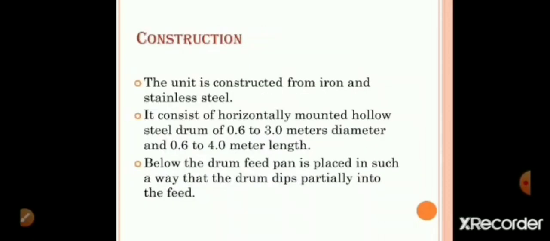Then see construction. The unit is constructed from iron and stainless steel. The material which is used for the construction of drum dryer is iron and stainless steel. It consists of a horizontally mounted hollow steel drum of 0.6 to 3 meters in diameter and 0.6 to 4 meters in length. So the hollow drum has a diameter of 0.6 to 3 meters and in length 0.6 to 4 meters. Below the drum, the feed pan is placed in such a way that the drum dips partially into the feed.